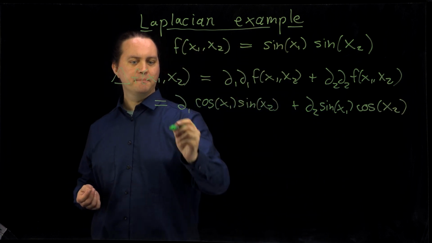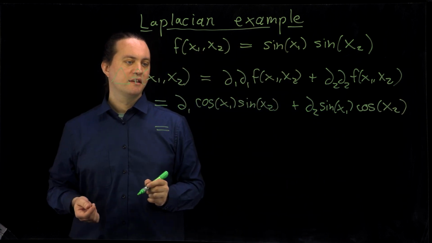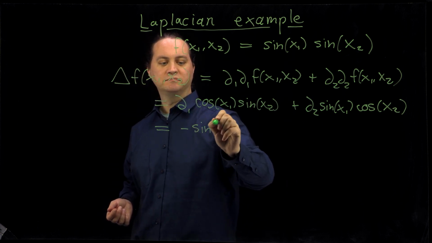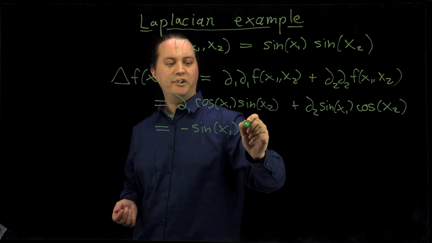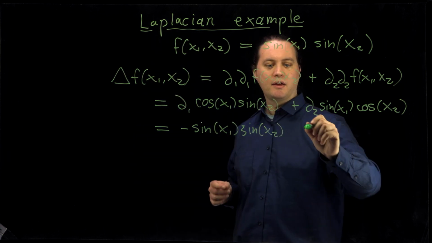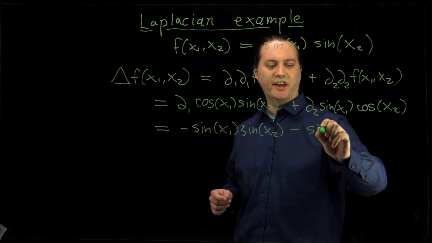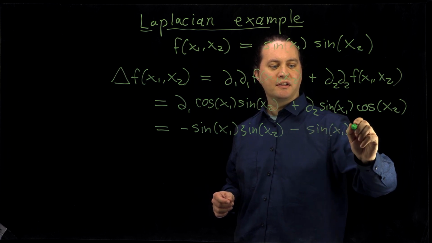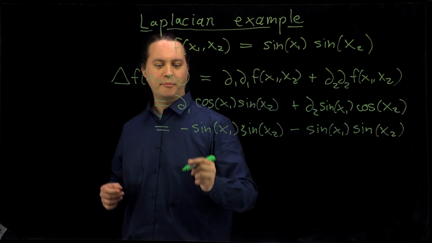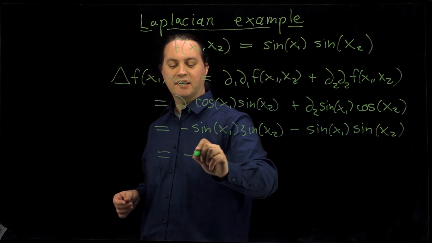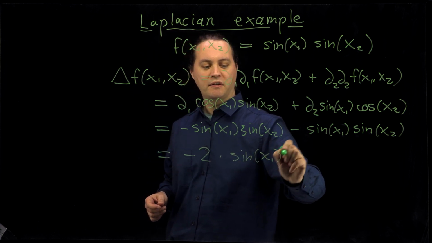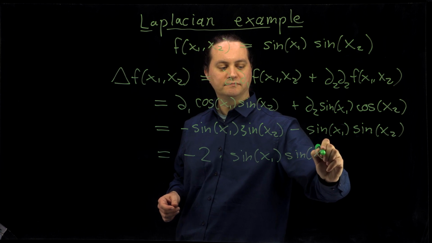Let's do that once more. We get negative sine of x1 times the sine of x2, minus sine of x1 times sine of x2. In summary, we get negative 2 times sine of x1 times sine of x2.